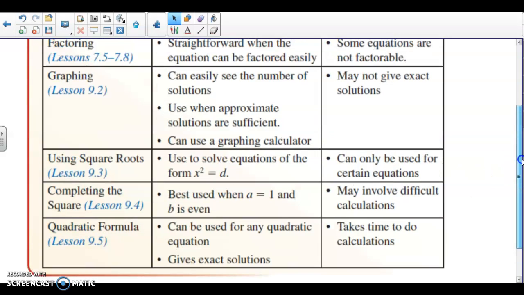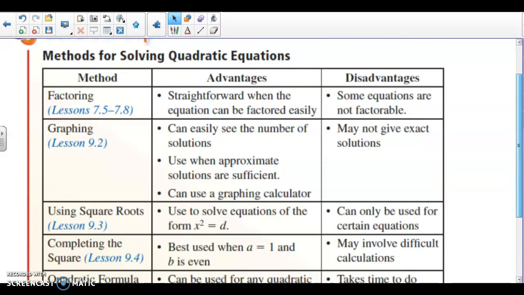So deciding what method to use, it really depends on what kind of problem you're being given. So if you're going to factor, the best time to factor is if you have a quadratic equation that's easily factorable. It's kind of self-explanatory there. If you look at it and the a value is 1 and you can clearly see what two numbers multiply to c and add to b, well, then factor it and you'll be all set. So that's when factoring is easiest.